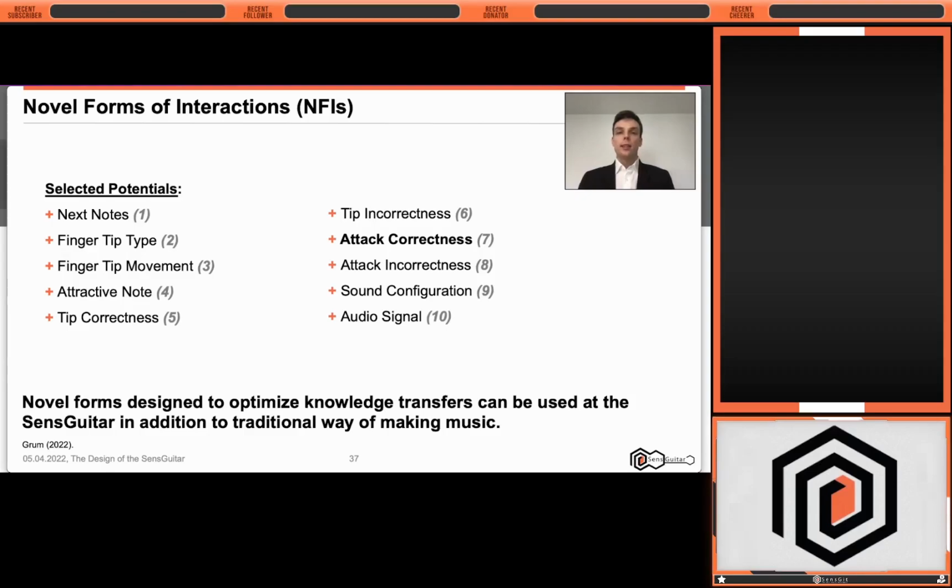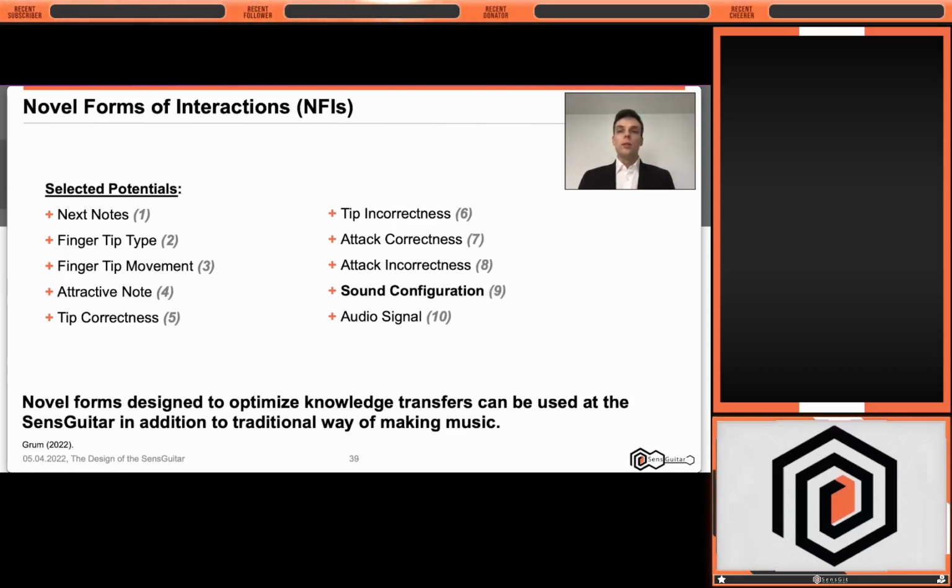Seventh, attack correctness. This novel form of interaction refers to the act of visualizing correct string attacks below the corresponding guitar strings. Here, for instance, green string surroundings appearing next to the correct string attack could visualize a positive feedback. Eighth, attack incorrectness. Visualizing false string attacks below the corresponding guitar strings. Here, for instance, red string surroundings appearing next to the incorrect string attack could visualize a negative feedback.